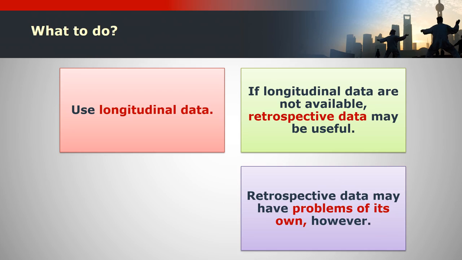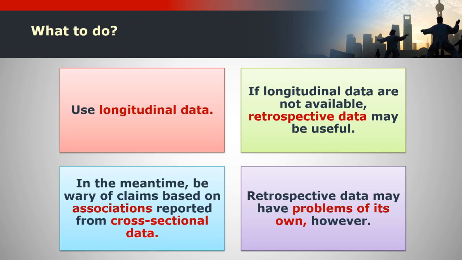Can't get into too much detail about it now, but there may be things like survivorship bias, where certain people are more likely to be around right now to be studied. There may also be recall error. In the meantime, though, we basically have to be very wary of claims based on associations reported from cross-sectional data.